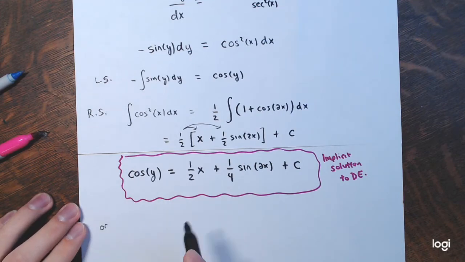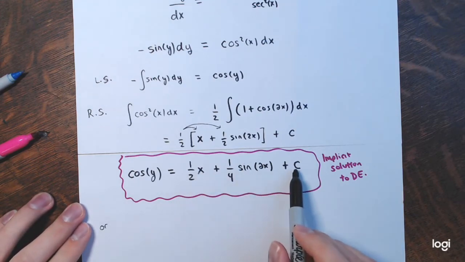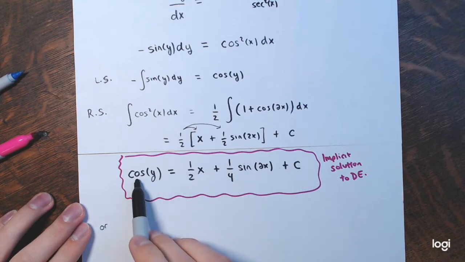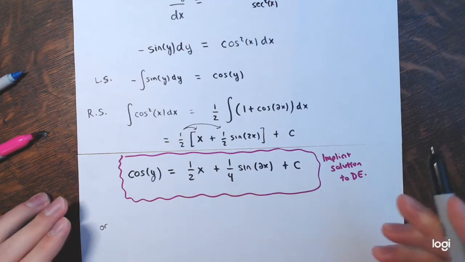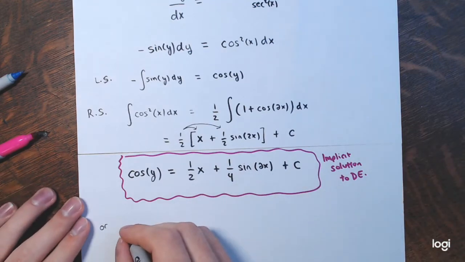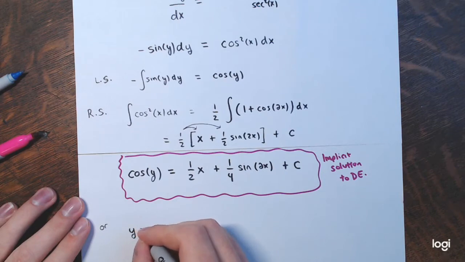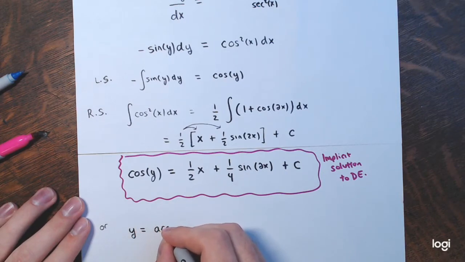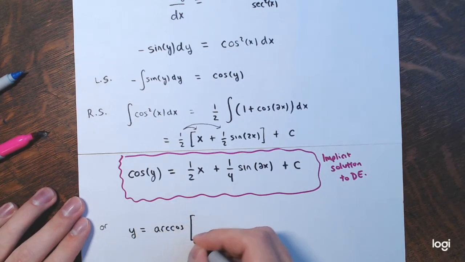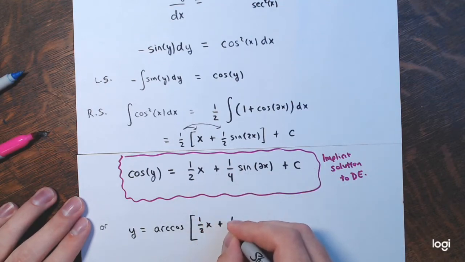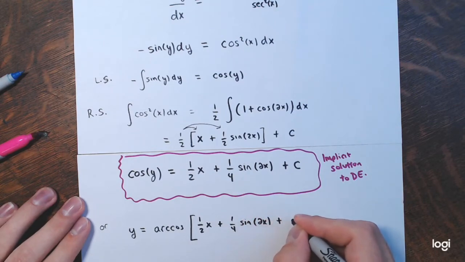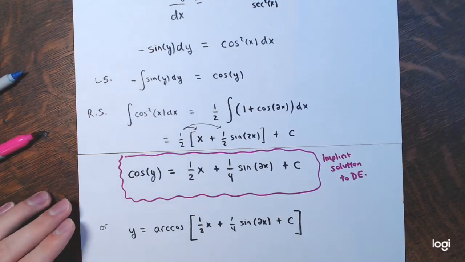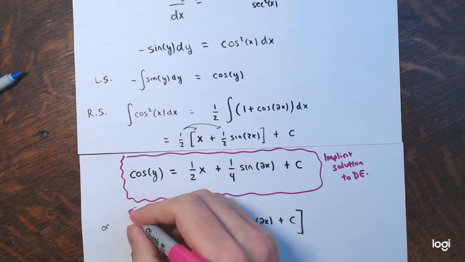Either way, this side's going to have to be a value between -1 and 1, because remember, the cosine of anything is something between -1 and 1. So this side over here has to be between -1 and 1. So you could write an explicit solution to this. y equals the arc cosine, or inverse cosine, of all this, of half x plus a quarter of the sine of 2x plus some constant inside there. And here's an explicit solution.